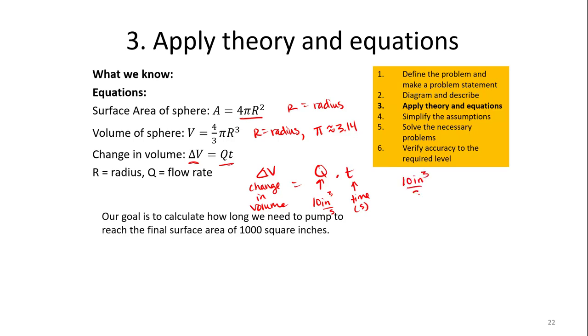Notice if we were to do dimensional analysis, 10 cubic inches per second times T seconds gives us our flow rate Q is 10T. And we can see that the units for our change in volume would be cubic inches. So our goal here, once again, is to calculate how long we need to pump air. Now, what's this time T? So that the balloon's final surface area is 1,000 square inches.